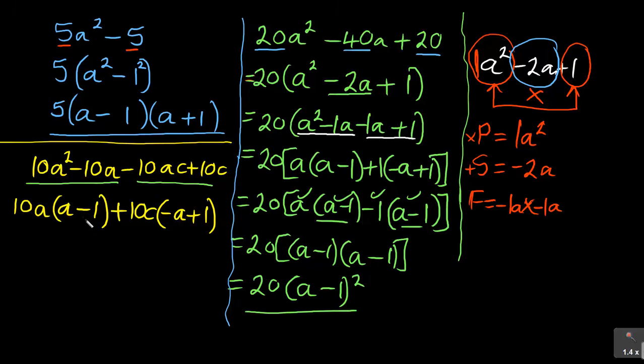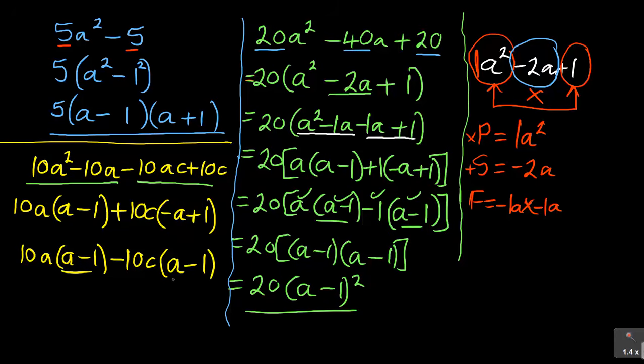You need to match these brackets, so I'll match the second one, take out the negative sign, so you will have 10a minus 1. Now instead of a positive 10c, I'm now going to change it into negative 10c. When you do that, whatever is inside the bracket, you also interchange the signs from negative a to positive a, from positive 1 to negative 1.